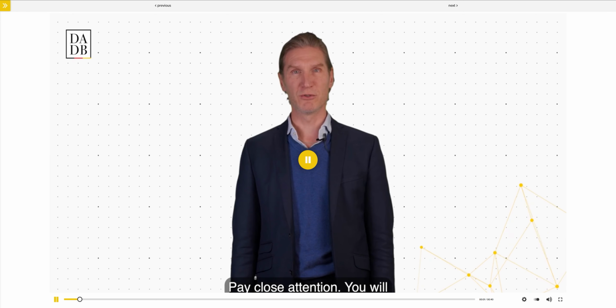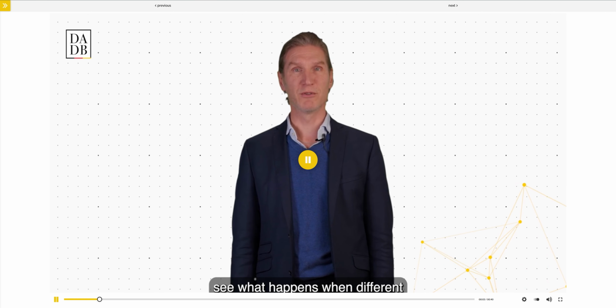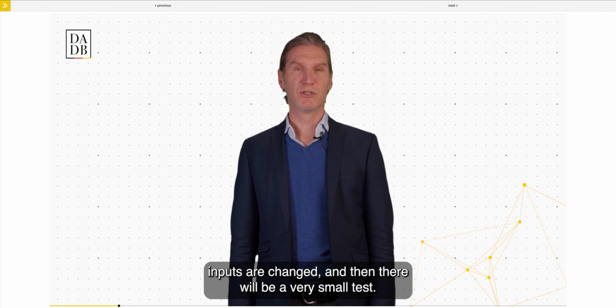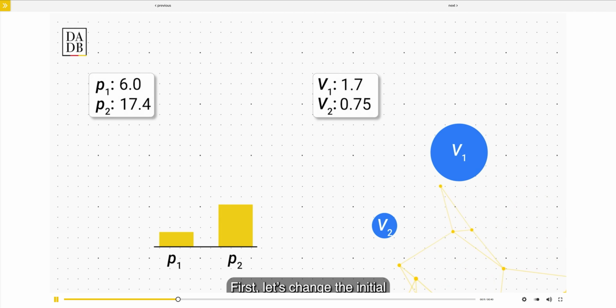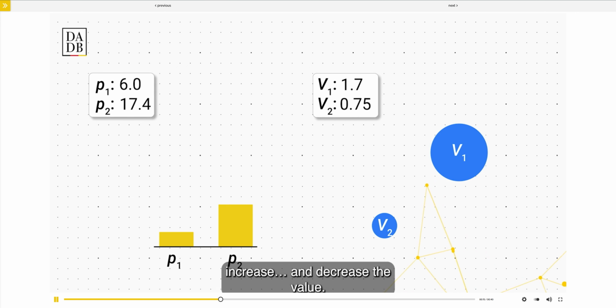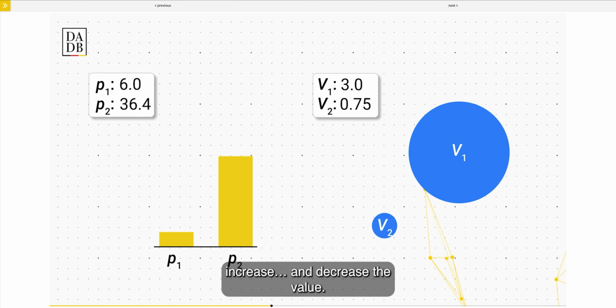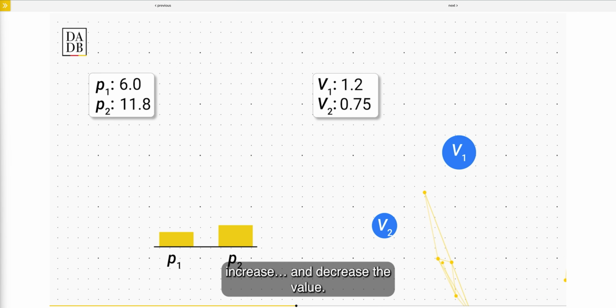Pay close attention. You will see what happens when different inputs are changed, and then there will be a very small test. First, let's change the initial volume and see what happens as we increase and decrease the value.